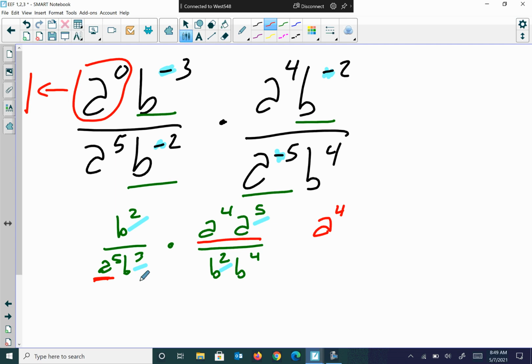All right, how many b's are on bottom? 6, 7, 8, 9. Is there 9? Yeah. How many on top? 2. Tug of war. Who wins? Bottom by 7. Yeehaw. All right.